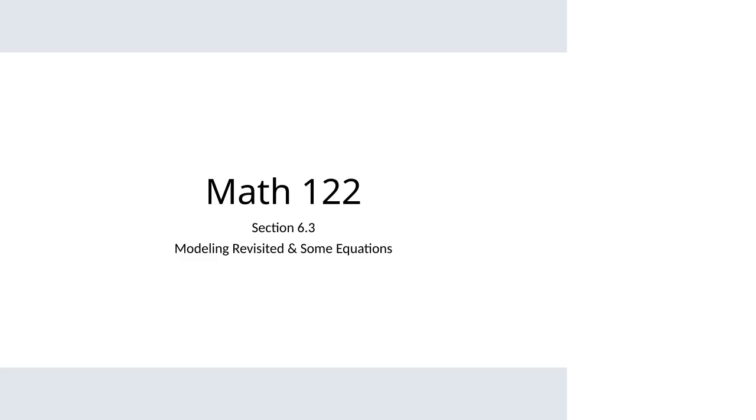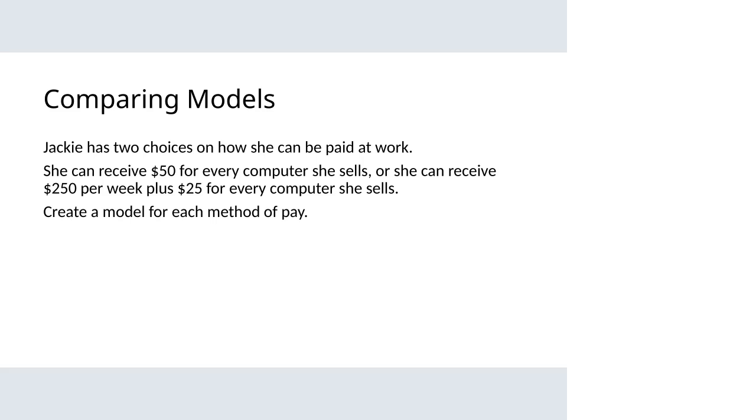6.3, I've got it titled as Modeling Revisited in Some Equations. It was a hard one to title because there's a little bit of problem solving in there also. We're going to start out looking at modeling again and revisit the idea of creating a model and then adding one little thing to it, which is if we make two different models, how do those compare to each other?